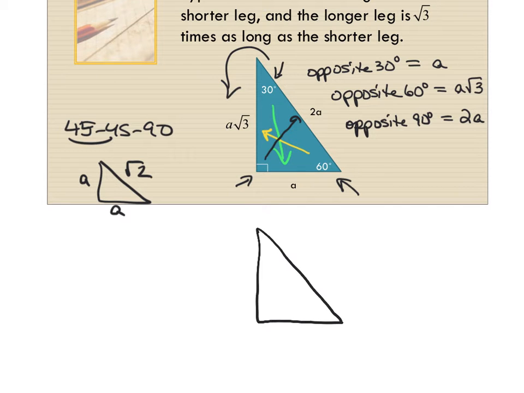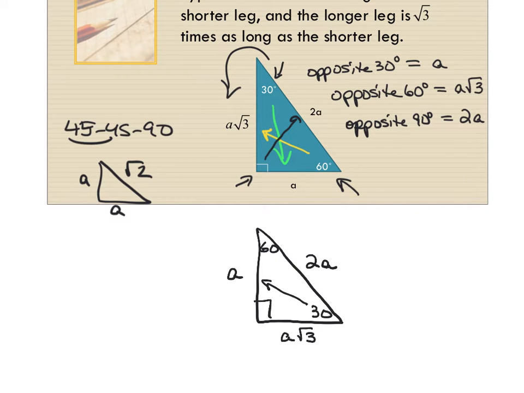So again, pay attention to the angles. Now, the 30 doesn't always have to be at the top. It could be down here. So remember, the side across from the 30 is going to be A. Across from the 60 is going to be whatever A is with square root 3. And then the hypotenuse will always be 2 times A.